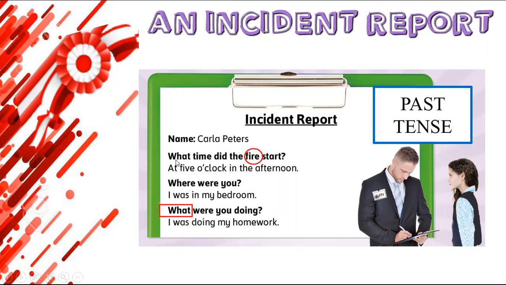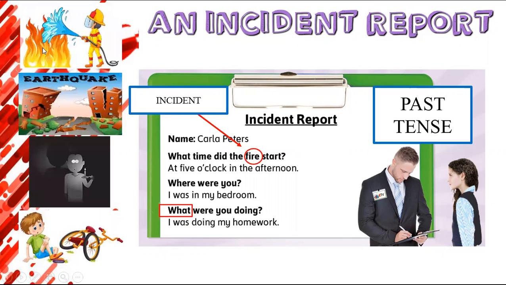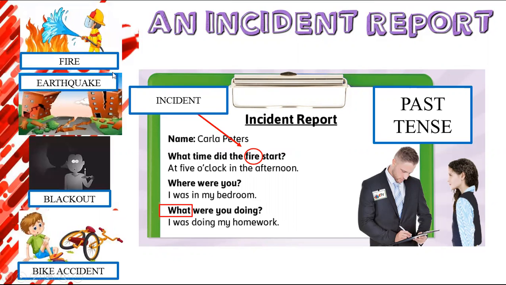Easy. But the second question, what time did the fire start? This is the incident, the fire. This is a fire. You can choose other incidents. For example, it could be a blackout, an earthquake, or a bike accident. And in the second, you are going to write what time the incident happened. Similar to this: at 5 o'clock, 4:30, 3 o'clock, 7 o'clock, you choose the time. If you choose a blackout, maybe 10 o'clock in the morning, afternoon, or evening.